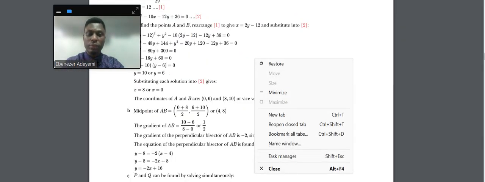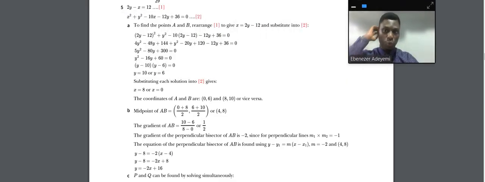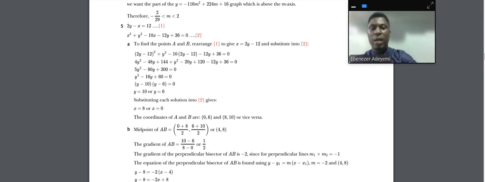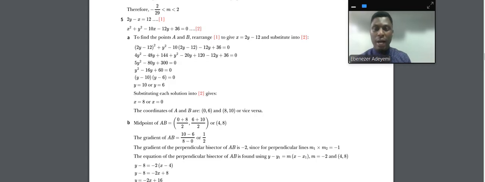Here we have the solution to the question. Let me take you through it. We are given the linear equation to be 2y minus x equals 12. Let's call it equation 1. And the equation of the circle as x squared plus y squared minus 10x minus 2y plus 36 equals 0.